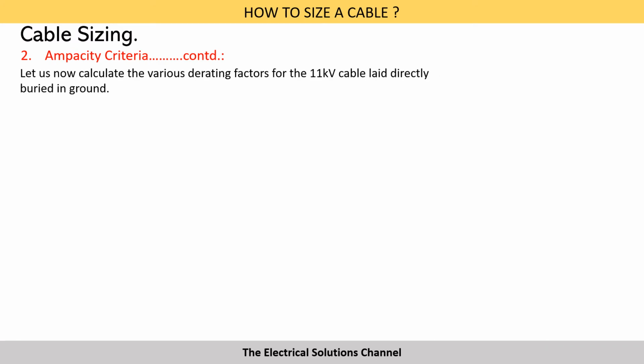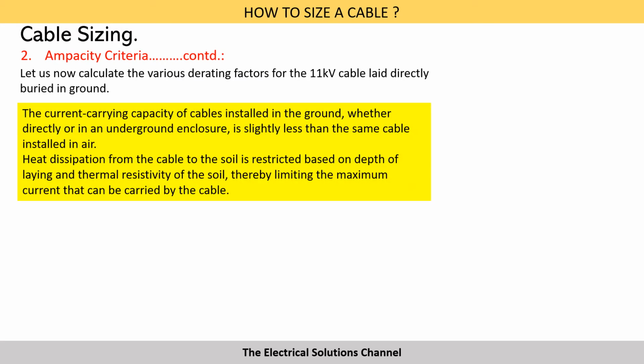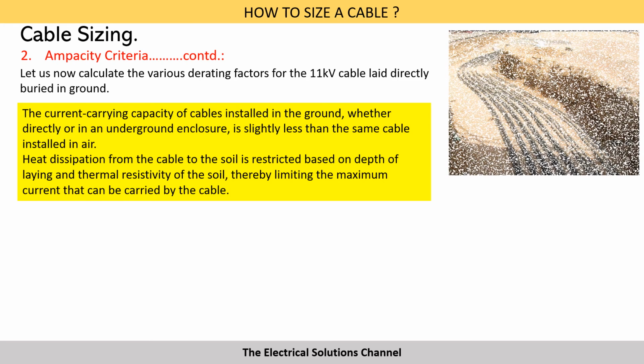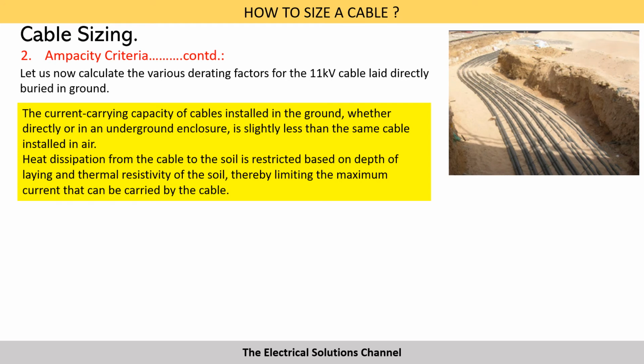Let us now calculate the various derating factors for the 11 kV cable laid directly buried in ground. The current carrying capacity of cables installed in ground, whether directly or in an underground enclosure, is slightly less than the same cable installed in air. Heat dissipation from the cable to the soil is restricted based on the depth of laying and thermal resistivity of the soil, thereby limiting the maximum current that can be carried by the cable.